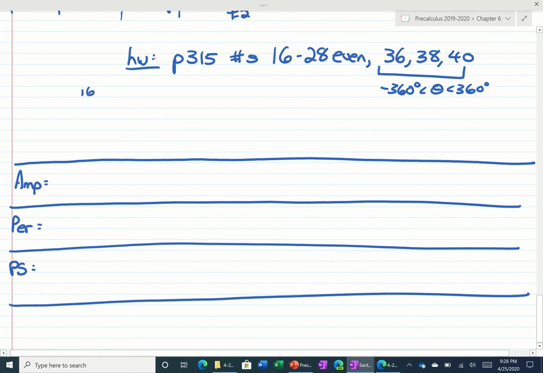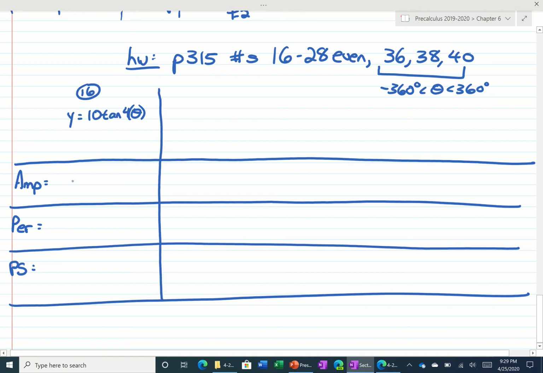Alright, so for number 16, the problem says y is equal to 10 times the tangent of 4 theta. Now, theta is technically by itself, right? We don't really have to factor something out. We only have to do it if it's plus or minus. So let's go through it.